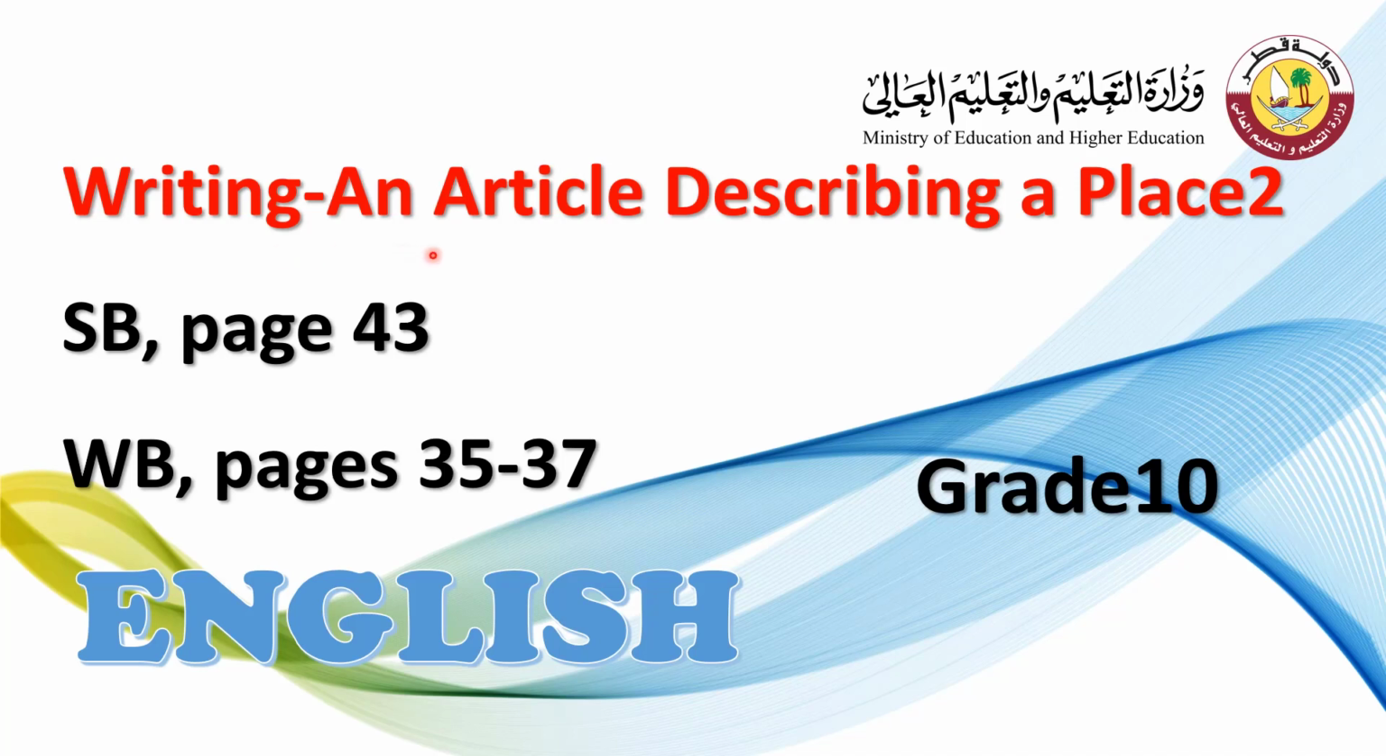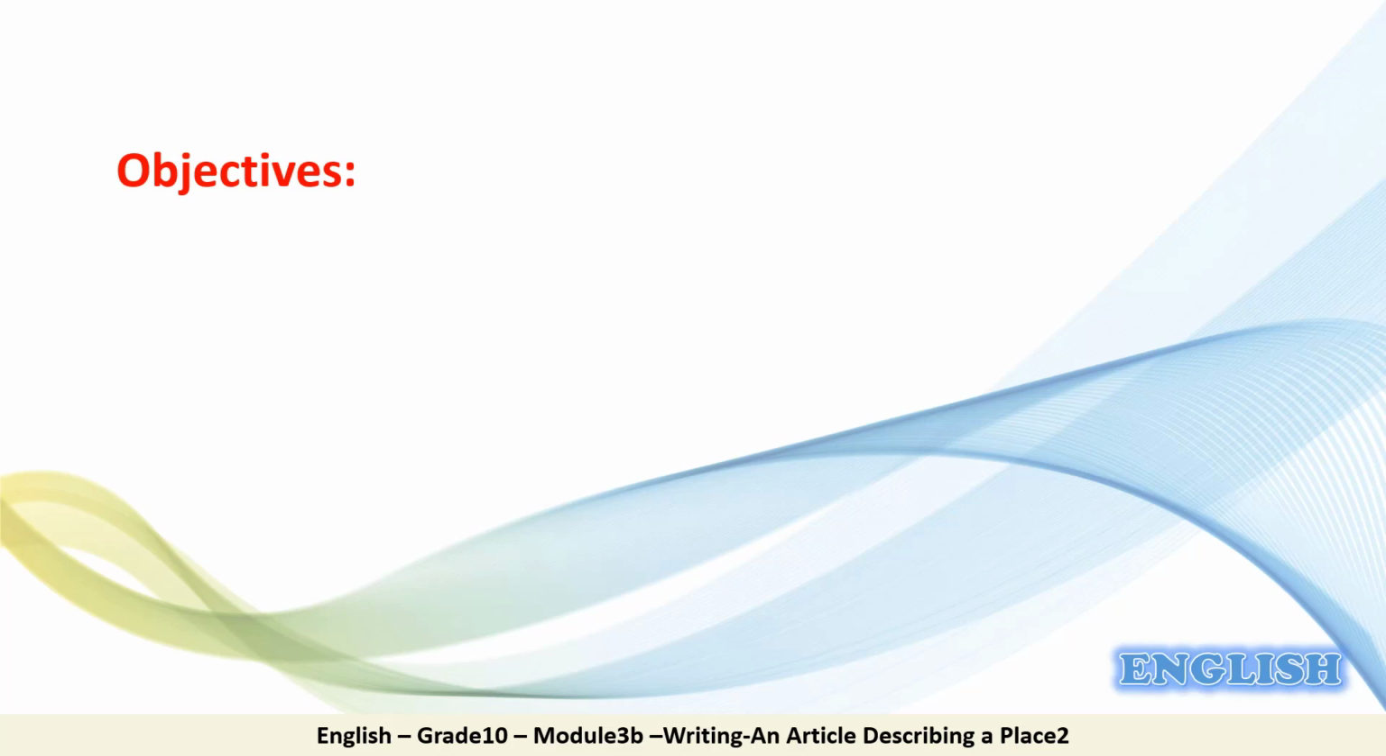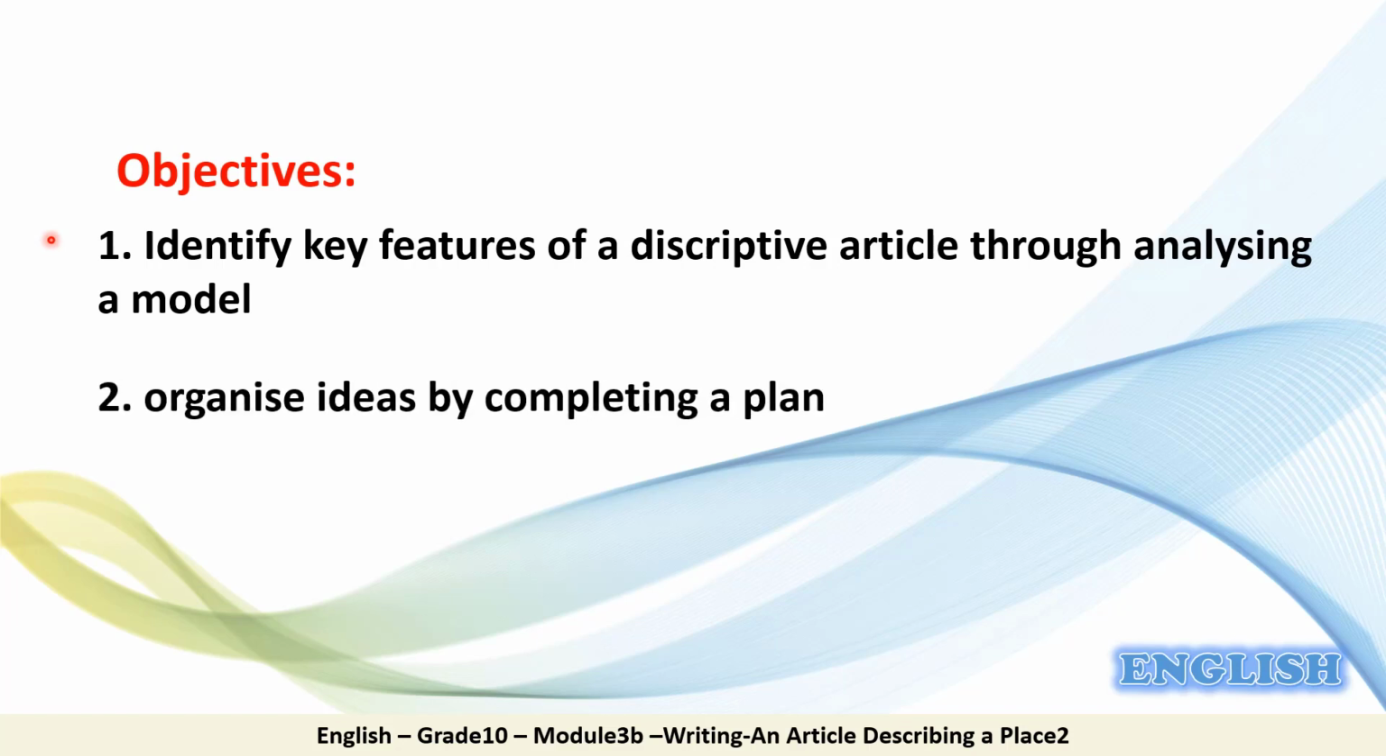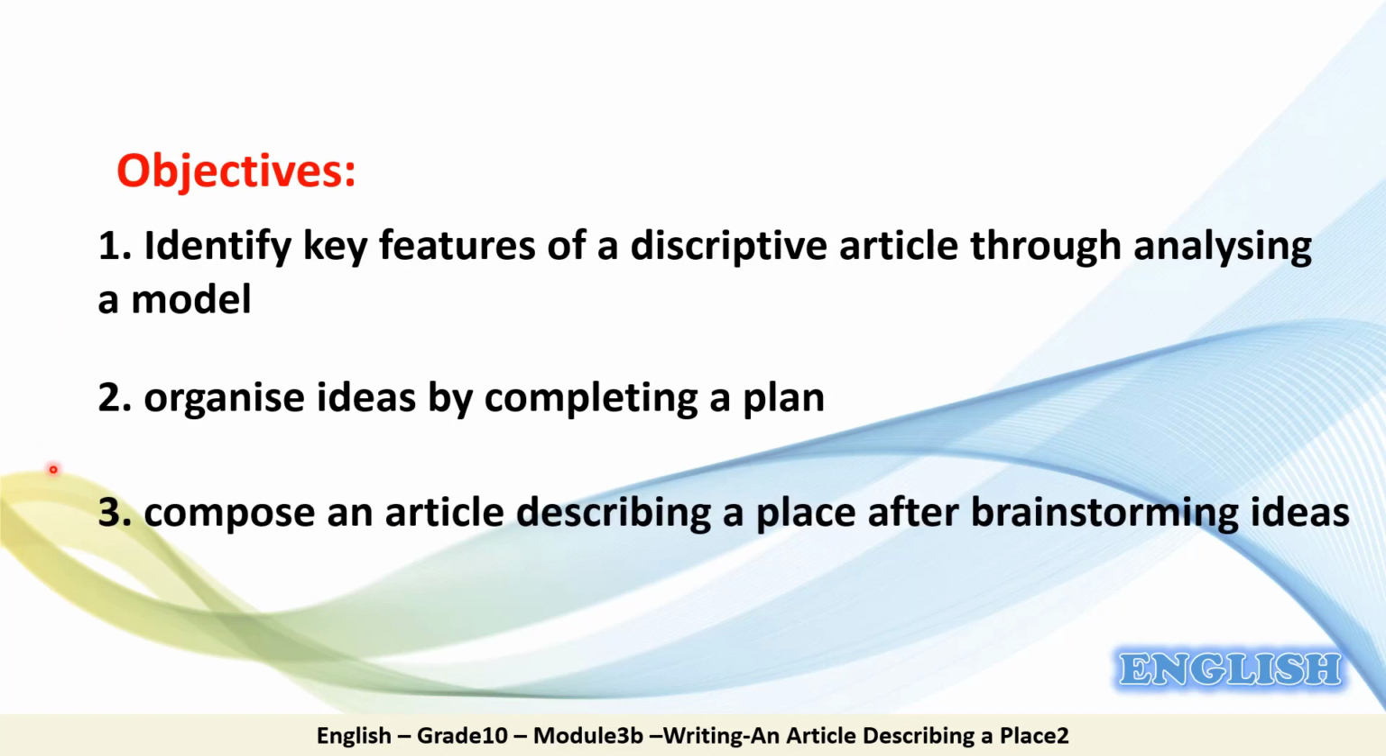Today's lesson is writing an article describing a place, part 2. You will need your student book page 43 and your workbook from page 35 to 37. In today's lesson we have three objectives. 1. Identify key features of a descriptive article through analyzing a model. 2. Organize ideas by completing a plan. And 3. Compose an article describing a place after brainstorming ideas.